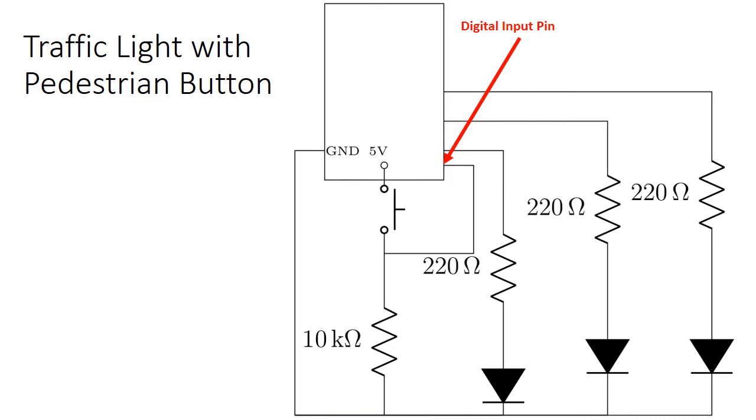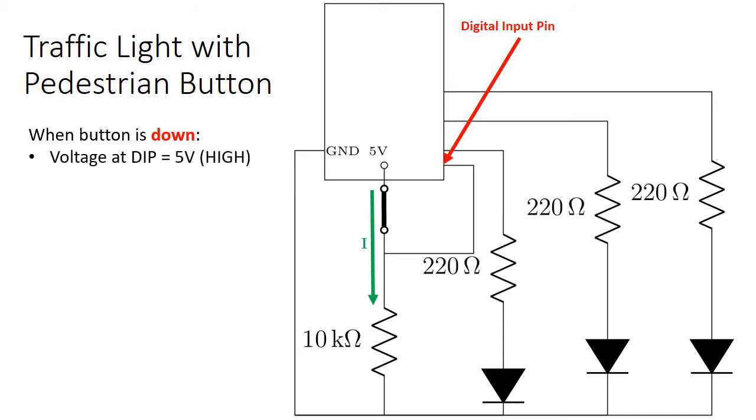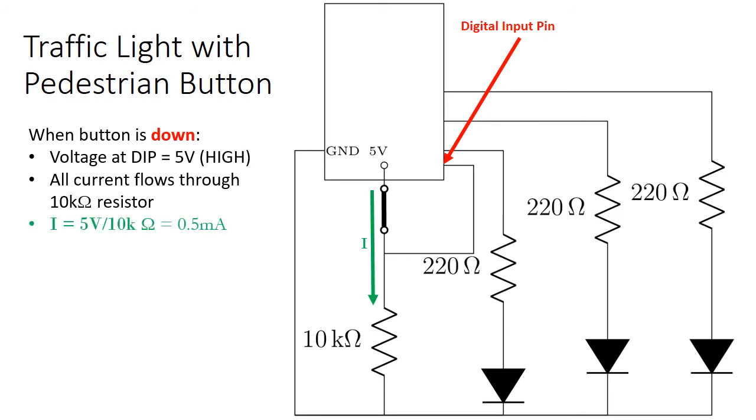Now, if we look at the other possibility, when the button is down, then there is a complete path, a way for current to flow from the 5 volt pin. And it will flow. It goes through, and the current is going to all go through the 10 kilo ohm resistor. The digital input pin is effectively at the same voltage as the 5-volt pin. All the current will flow through the 10 kilo ohm resistor, and the current will be very small.